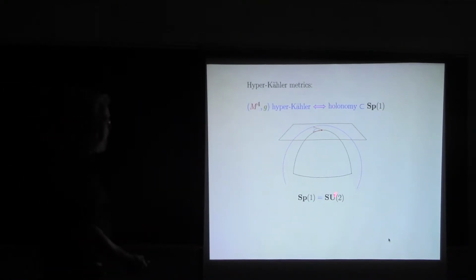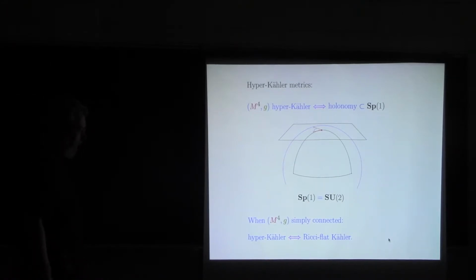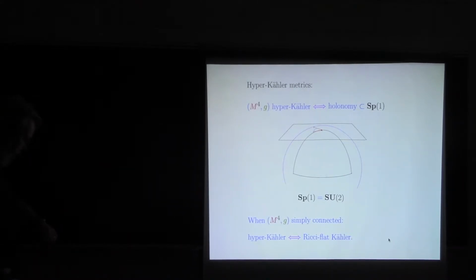In real dimension 4, the group Sp(1) is just the same as SU(2). It's the 3-sphere as a group. It's the unique Lie group diffeomorphic to the 3-sphere, which you could think of as the unit quaternions with multiplication as the group operation. So when the manifold is simply connected, being hyperkähler in dimension 4 is actually exactly the same as being Ricci flat Kähler. The only difference is you have a choice of, actually there's more than one compatible complex structure on a Ricci flat Kähler manifold on a simply connected 4-manifold.